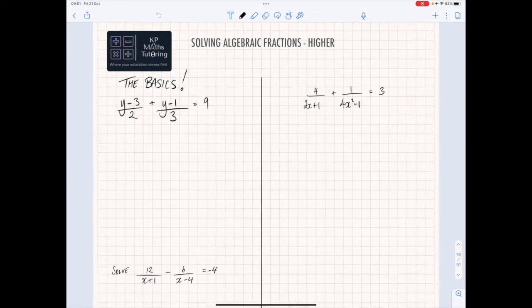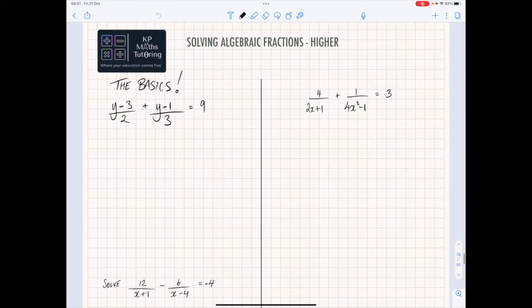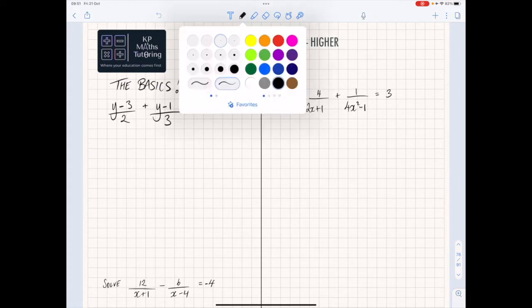So in this one we're going to be looking at solving algebraic fractions. We're going to go through the basics and what we need to be looking at doing to start with, and then how we can get through to solving some of the questions that we've got below and then the one on the right hand side as well. So let's jump straight in, have a little look.